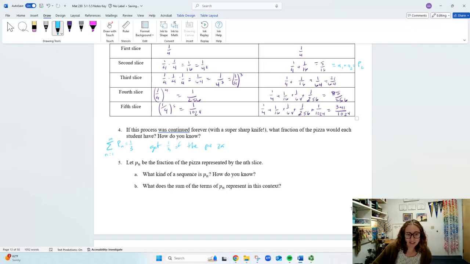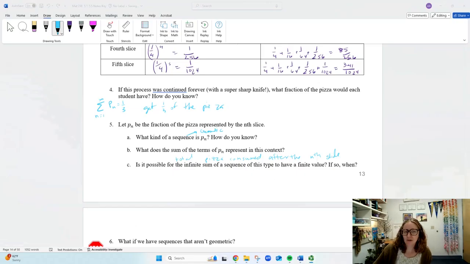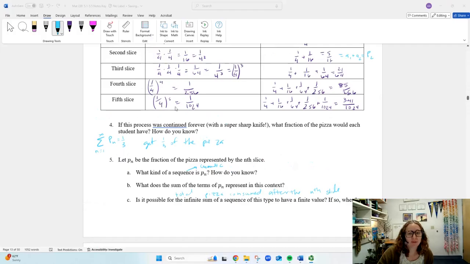And we know that this is a sequence that is geometric because we are multiplying by 1/4 each time. And the sum of the terms actually represents the total pizza consumed after the nth slice. And this also kind of makes sense, because what I'm essentially doing is adding up a small amount. So I'm cutting things into 1/4, 1/4, 1/4, and I'm adding those summations together. So it would make sense for this to have a finite value. Another way of saying that is that our sequence is actually converging.